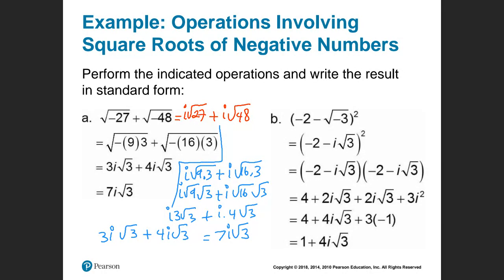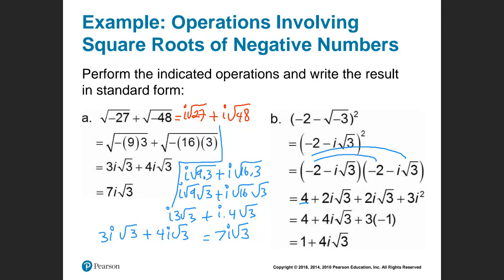Now part B: negative 2 minus the square root of negative 3, the whole thing squared. We write it as negative 2 minus i square root 3 times negative 2 minus i square root 3. Use FOIL. Negative 2 times negative 2: negative times negative is positive, so 4. Negative 2 times i square root 3: negative times negative is positive, so 2i square root 3.